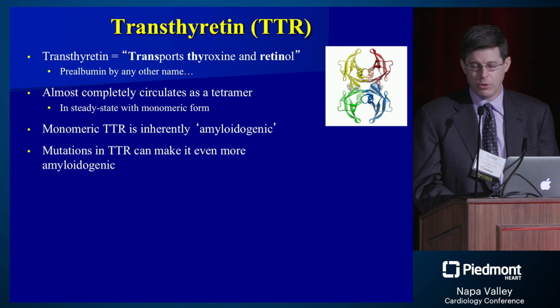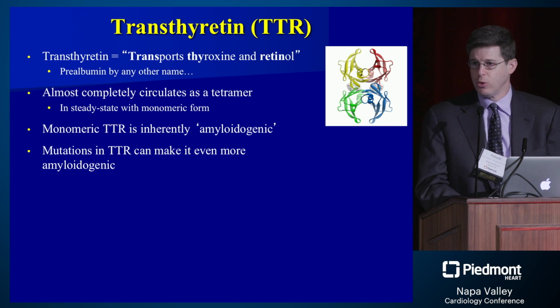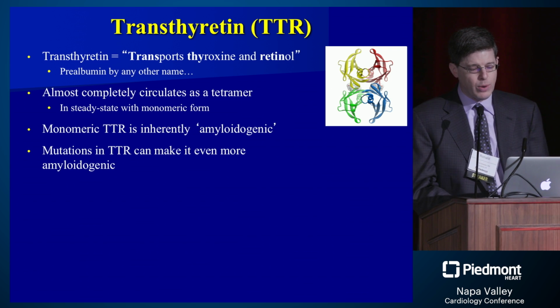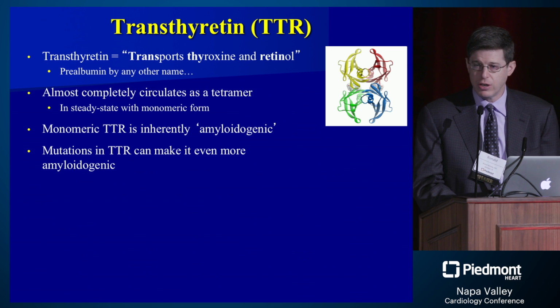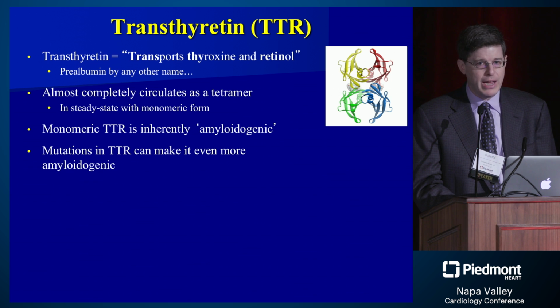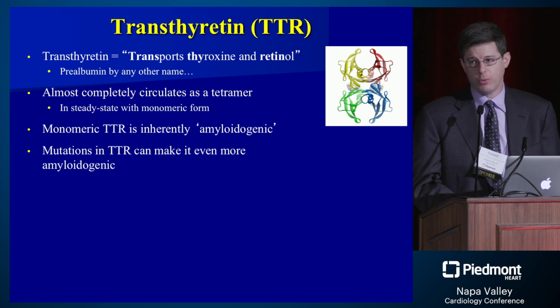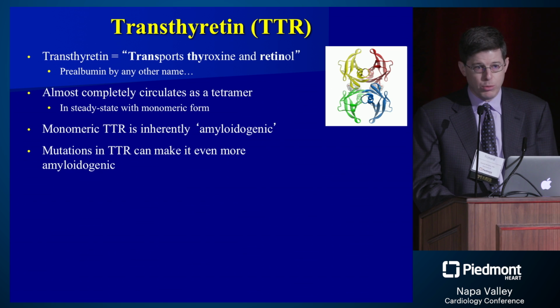So we'll come back to AL amyloid in a little bit, but I want to say a few words about the other main type, which is transthyretin. The name comes from its function. It transports thyroxine and retinol, and it is prealbumin. It's the same thing, it just goes by two different names. So it's a normal protein that we all have that's fairly abundant.